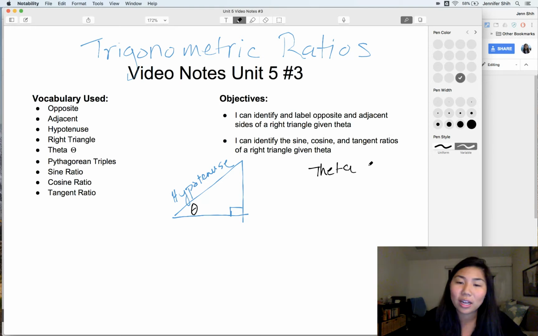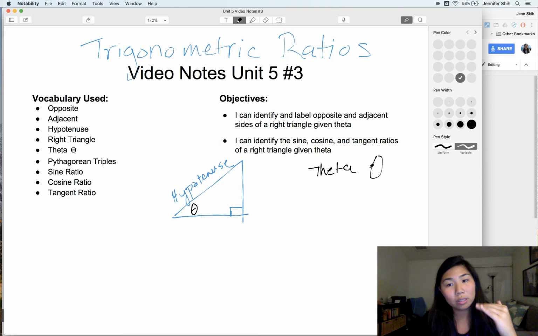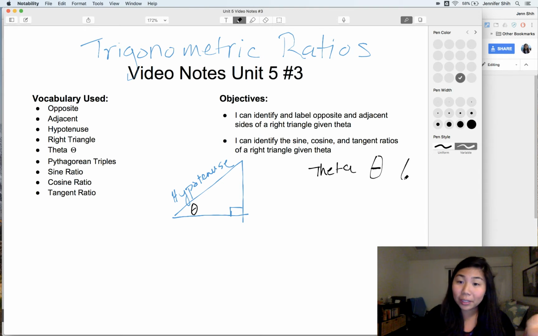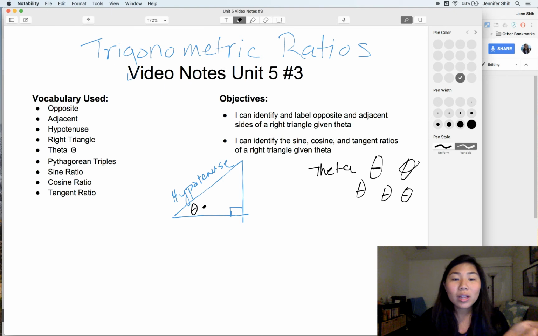Okay, so theta. To draw theta, it's kind of like an elongated O or a zero, and it has a belt, all right? Some people are fancy and they do this. Oh yeah, that's pretty fancy. But go ahead and practice drawing theta. It's a Greek letter, theta. This is how it shows up on the computer. Okay, theta.